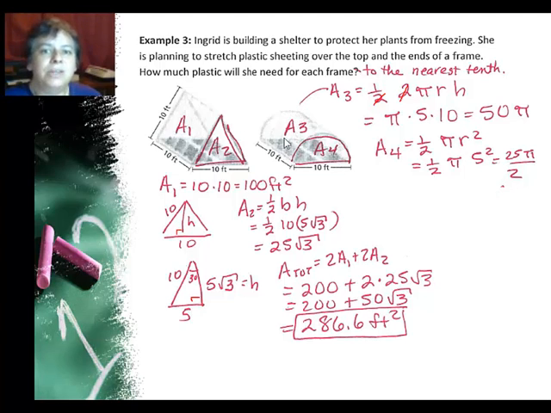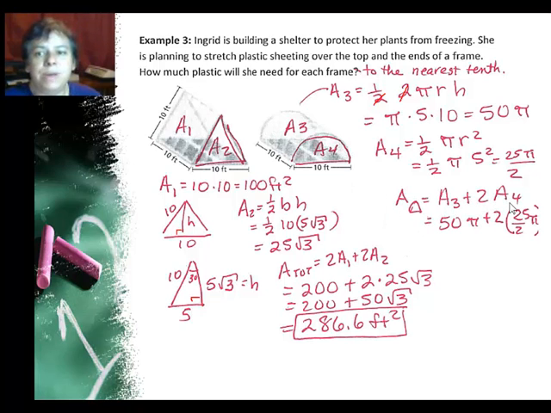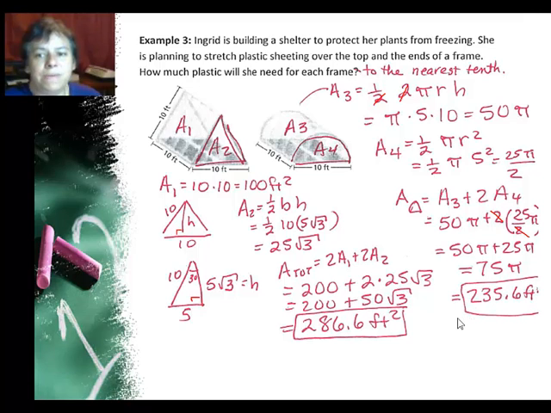Now, when I make this, I just need one of these A3s, but I need 2 A4s. So 1 A3 plus 2 A4s. 50 pi plus 2 times 25 over 2 pi. Guess what? Those two simplify. So you have 50 pi plus 25 pi, or 75 pi. So my total area, when I use my calculator for that, is 235.6 feet squared. So you can actually see that there is quite a difference in area. It's about 50 square feet in difference between the triangular area and the semicircle.